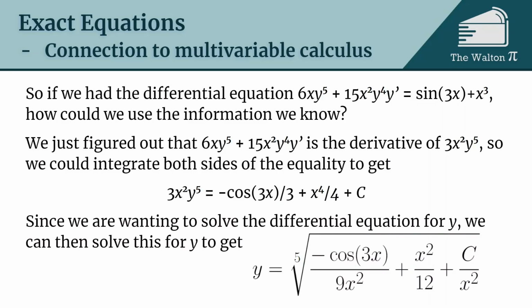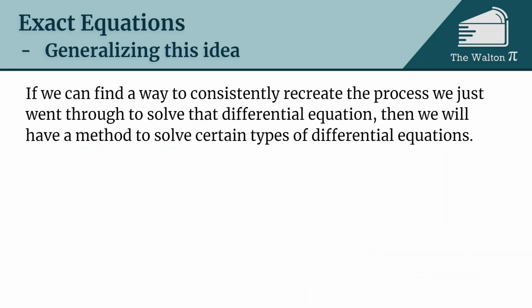And then since we are wanting to solve this differential equation for y, we can solve this for y to get y equals the fifth root of negative cosine of 3x divided by 9x squared plus x squared divided by 12 plus c over x squared. We would be able to get that just by dividing both sides by 3x squared and then taking the fifth root. So if we can find a way to consistently recreate this process we just went through to solve differential equations that look like this, we're going to have a method to solve certain types of differential equations.